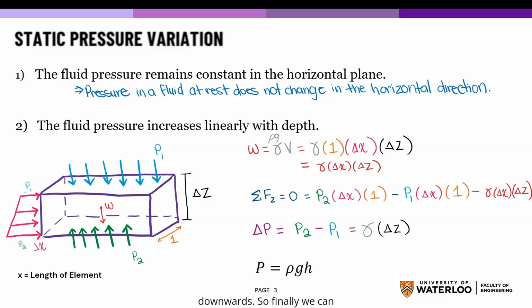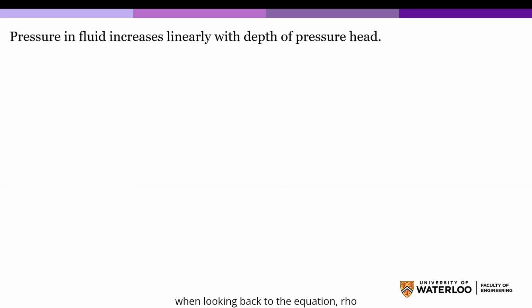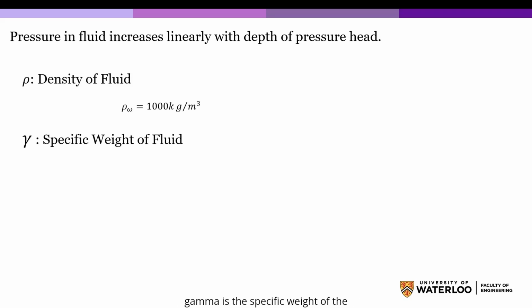So finally, we can derive the pressure equations. The first equation is the general form of pressure variation with depth, and the second equation is using the specific weight directly. This confirms the linear relationship between pressure and depth in a static fluid. Looking back to the equation, rho represents the density of the fluid, and gamma is the specific weight of the fluid.